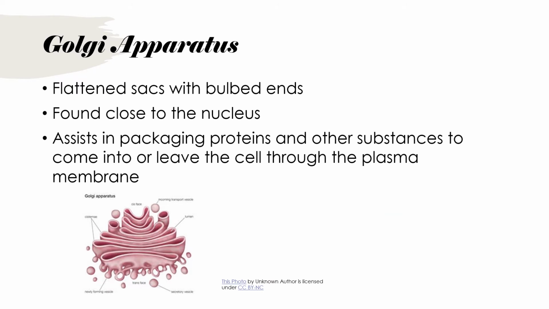The Golgi apparatus are flattened sacs with bulbed ends, and they're usually found close to the nucleus. They assist in packaging proteins and other substances to get them ready to come into or leave through the plasma membrane. These are going to be the bulbed ends that it talks about.